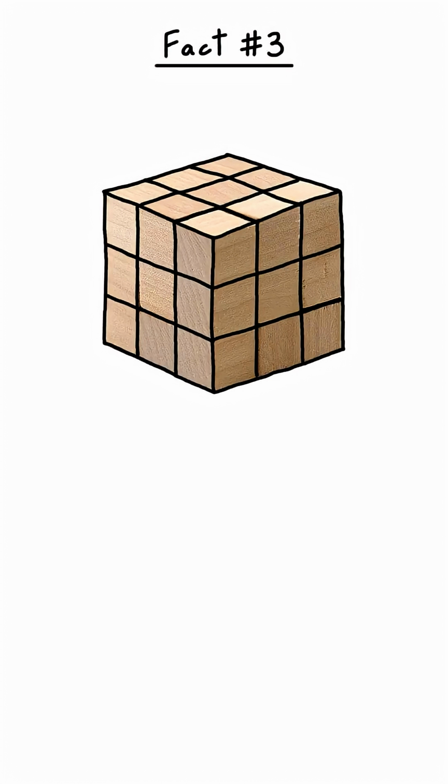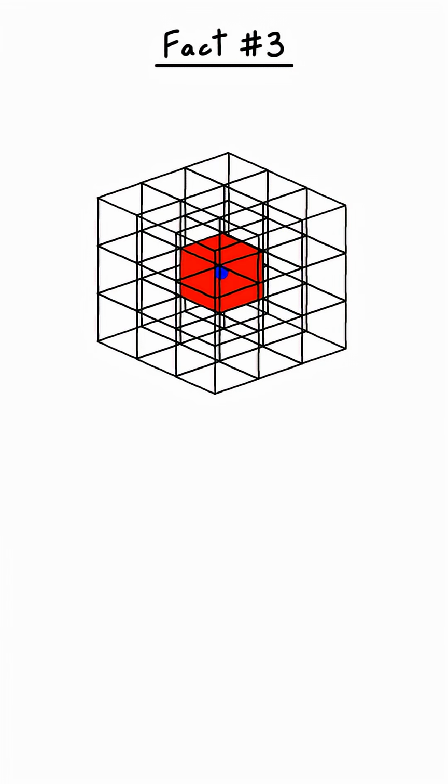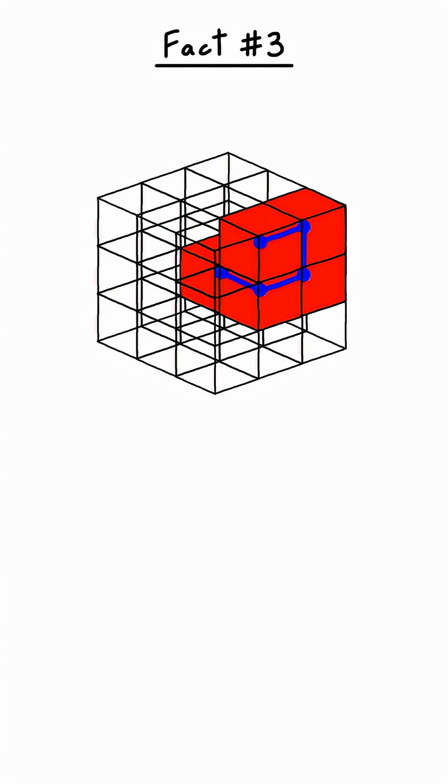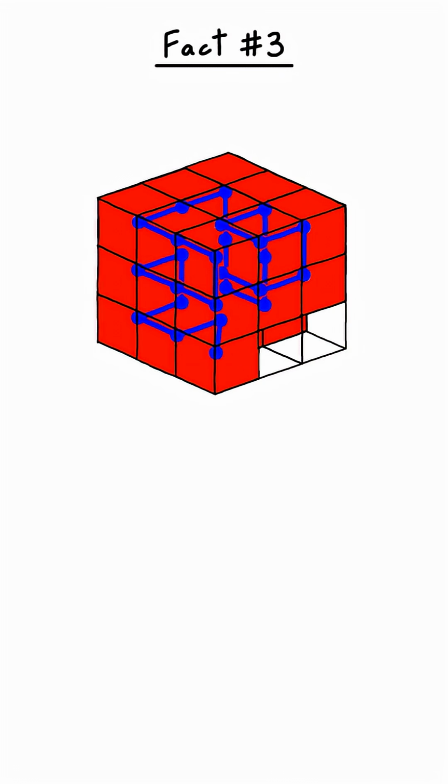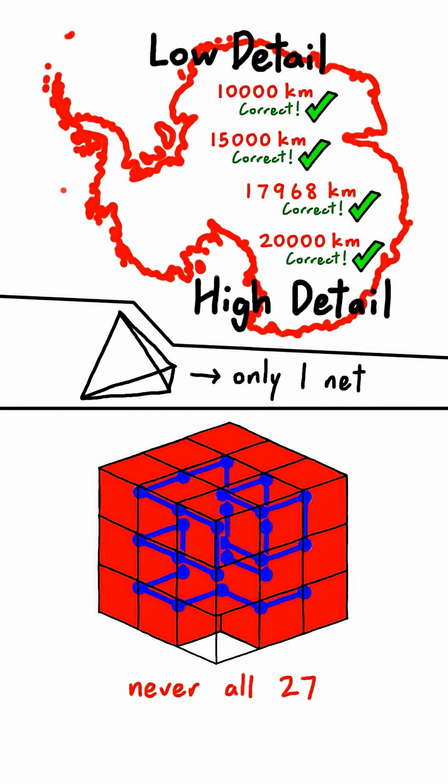Third fact, imagine a wooden Rubik's Cube with a termite starting in the very center. It's impossible for the termite to burrow through all 27 cubes. Moving diagonally or going back to previous cubes is not allowed. Pause now to think about which fact is fake.